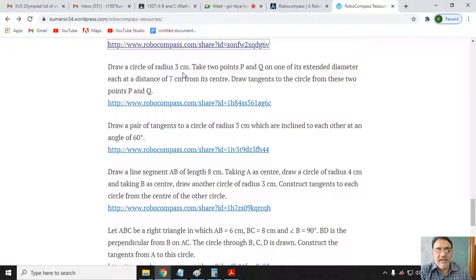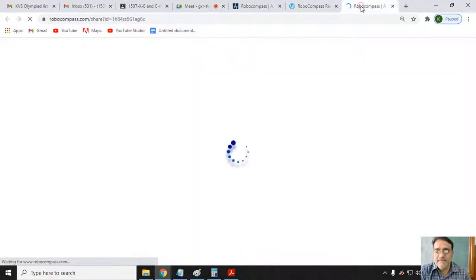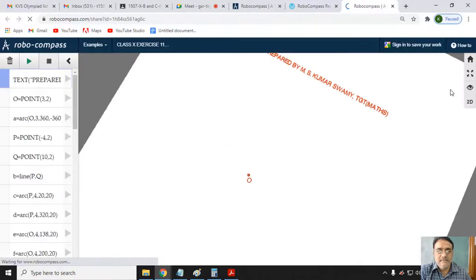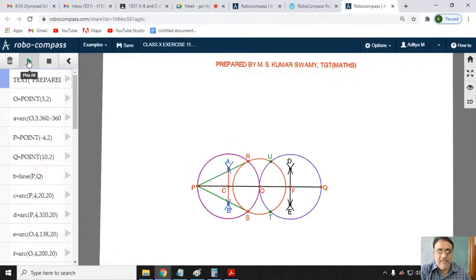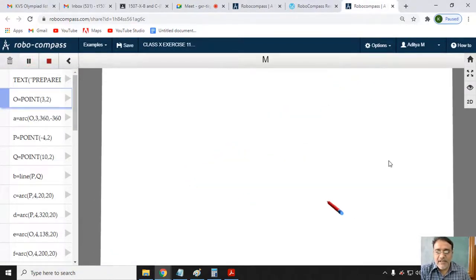Draw a circle of radius 3 centimeter. Take 2 points P and Q on one of its extended diameter, each at a distance of 7 centimeter from its center. Draw tangents to the circle from these 2 points P and Q. So let us start this one. First, we are going to draw a circle of radius 3 centimeter with center O.